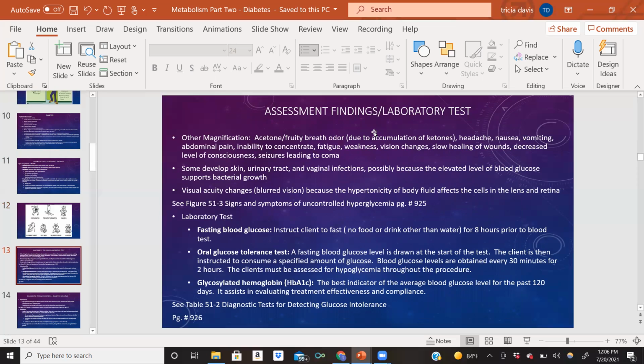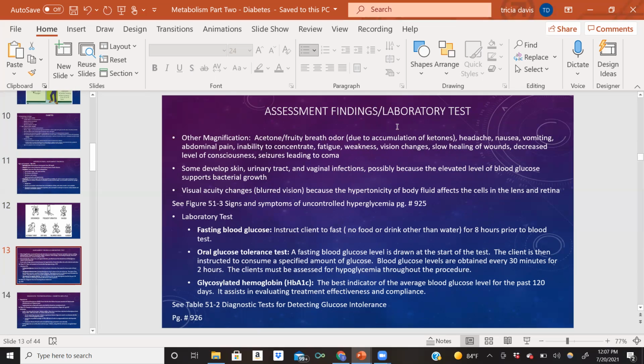So some other assessment findings that we might see: these patients have kind of a fruity breath odor. This is caused from the acetone. When these ketones accumulate in the body, these patients get a fruity odor to their breath. Not all patients, but some patients will. They can present with a headache, nausea, vomiting, maybe some abdominal pain. They'll have an increased inability to concentrate, fatigue, weakness.